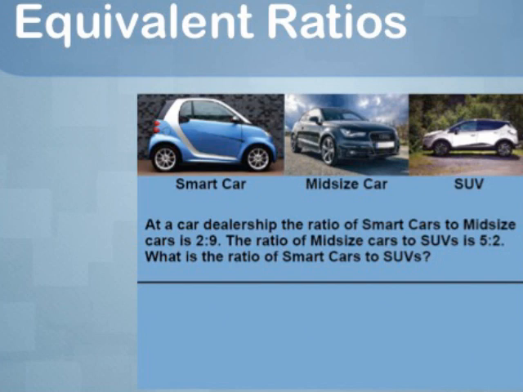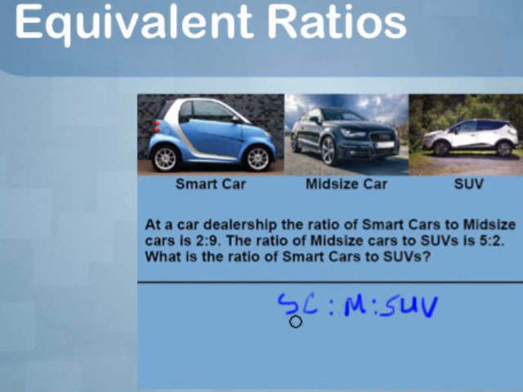At a car dealership, the ratio of smart cars to mid-size cars is 2 to 9. The ratio of mid-size cars to SUVs is 5 to 2. What is the ratio of smart cars to SUVs? This is a situation where two separate ratios need to become a three-item ratio. When we construct the smart car to mid-size to SUV ratio, then we can find the ratio of smart cars to SUVs. We want to generate this ratio. Smart car, mid-size, SUV.